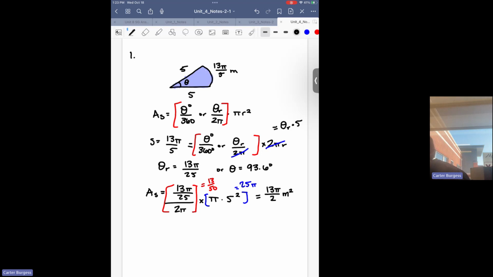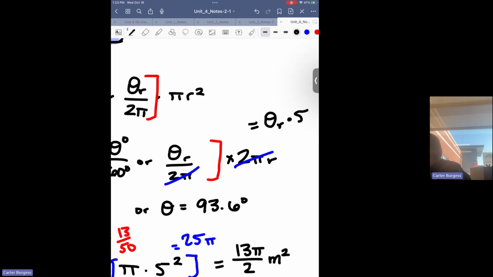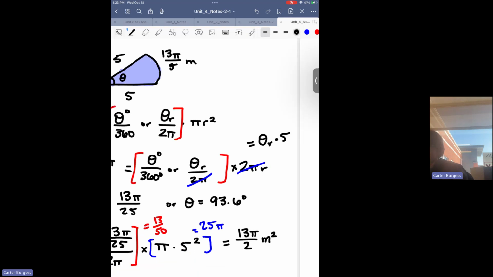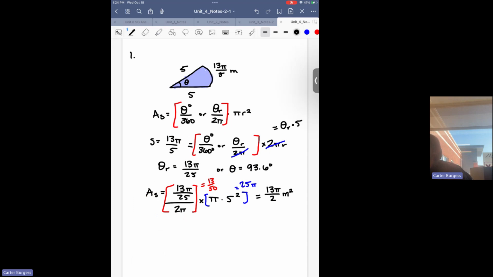You got 13 pi over 25 because theta in radians times 5 is the arc length. When you have your radian theta multiplied by the radius, that was our shorthand formula for arc length. And so setting it equal to the arc length and dividing both sides by 5, this is the 13 pi over 5. Dividing both sides by 5 is the same as multiplying 5 into the denominator on my left-hand side, and so I get 13 pi over 25.